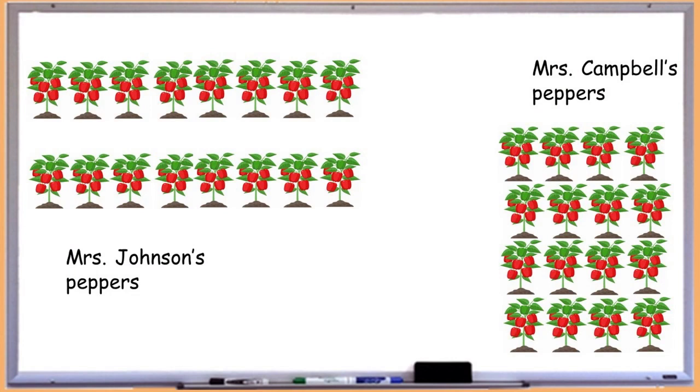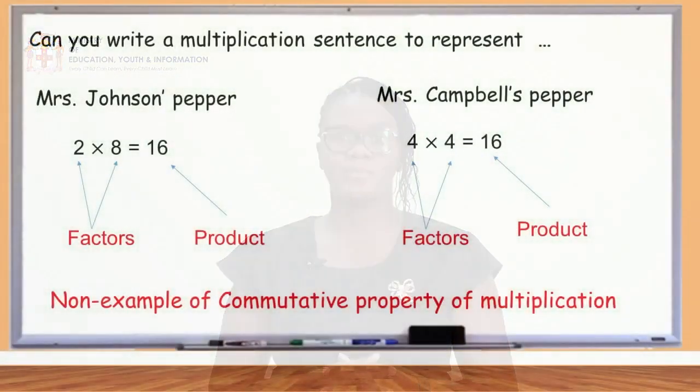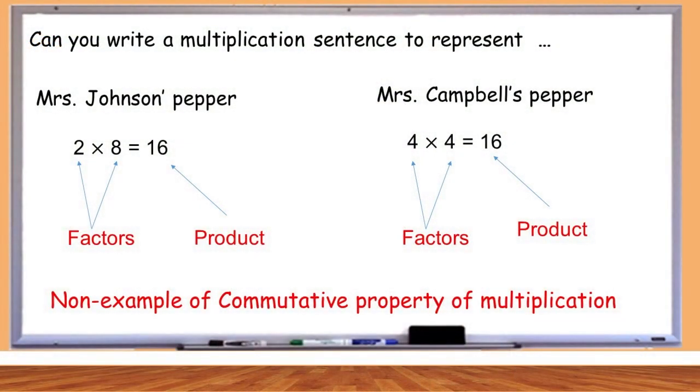Mrs. Johnson and Mrs. Campbell also planted peppers as shown. Go ahead. Write the multiplication sentences to represent the peppers planted by both ladies. Let us check your answers. Did you write 2 multiplied by 8 is equal to 16 and 4 multiplied by 4 is equal to 16? If you did just that, clap yourself.